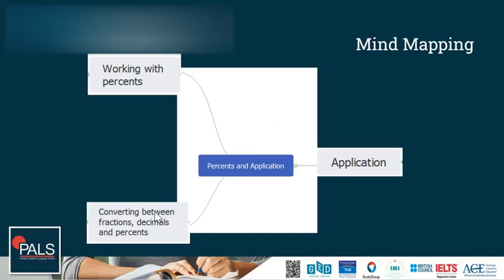The first one is converting between fractions, decimals, and percents. The second one is working with percent. And the third one is the applications of percents. Let's start with converting between fractions, decimals, and percents.